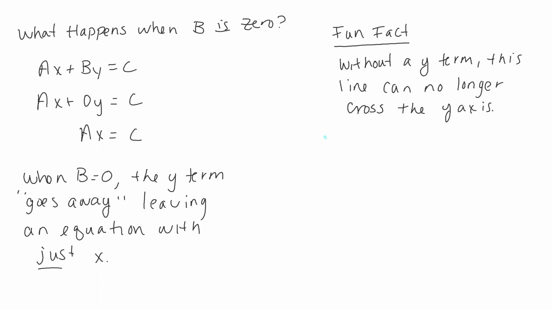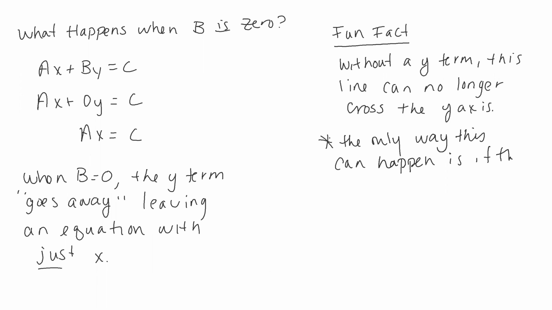Okay, so the only way this can happen is if the line is parallel to the y-axis. So no y in the equation means I cannot touch the y-axis, and the only way that can happen with a line in the Cartesian plane is if I'm parallel to the y-axis. So here's the kicker.